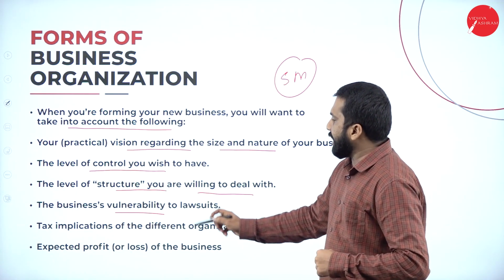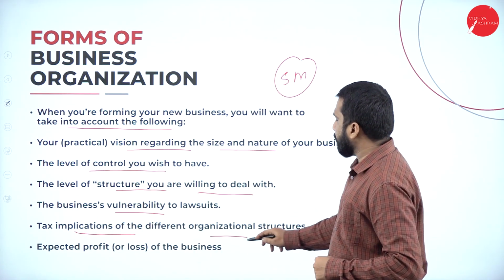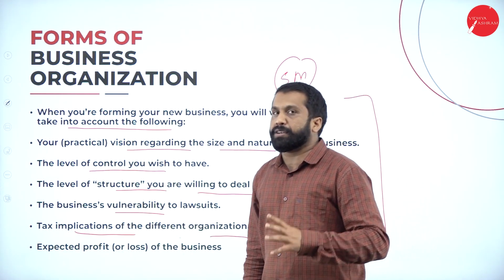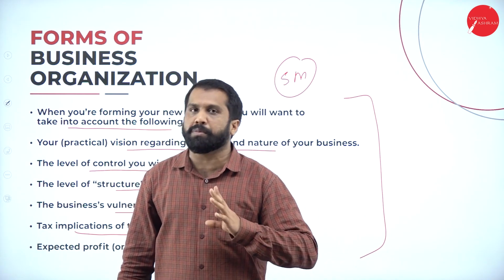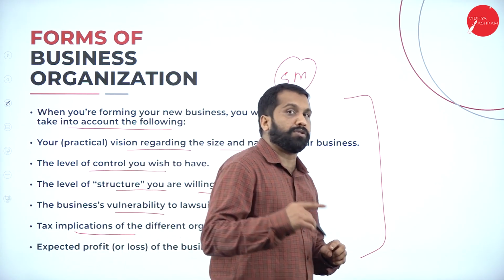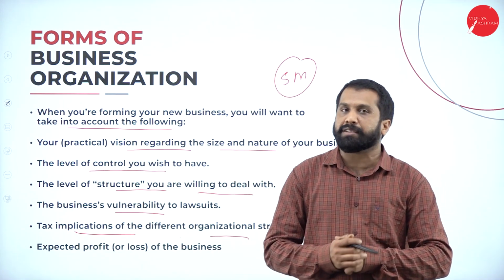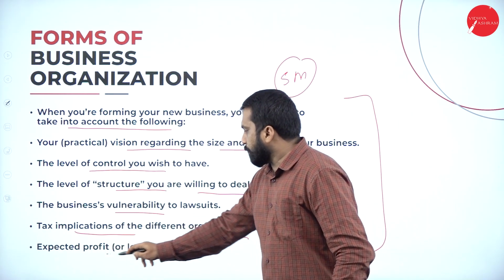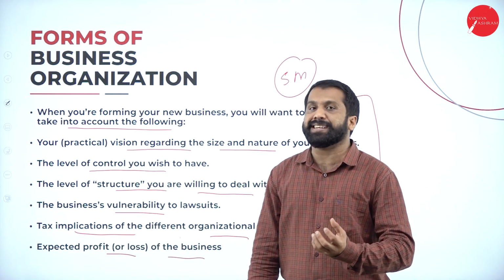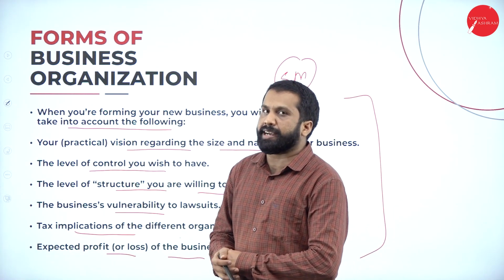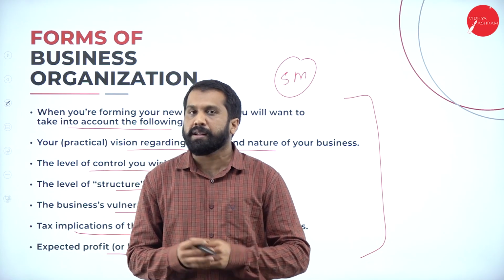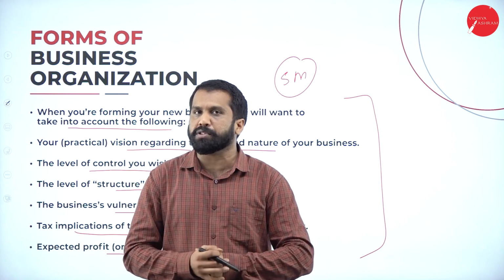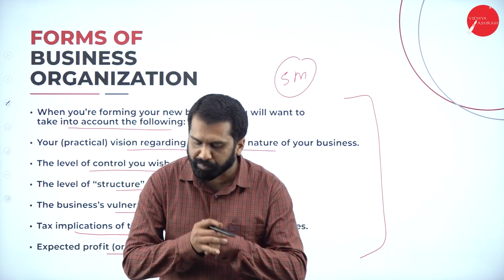Now, tax implication of the different organizations. This you will understand in unit 4. So which is better? If I go for sole proprietor, do I have to pay more tax, or should I go for a company to pay more tax? Which one will attract more tax? That you are supposed to find out. Expected profit or loss of the business. What is your expected profit or loss? In the first year, 90% you cannot expect profit. What will be your expected loss? What will be your expected profit? Everything you are supposed to keep in mind. Hope you are clear. Good.